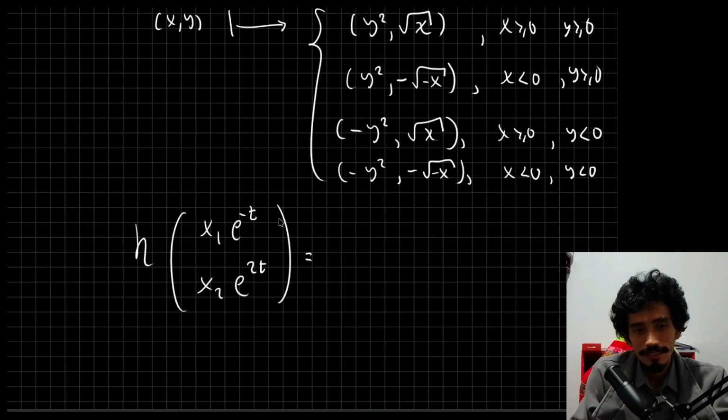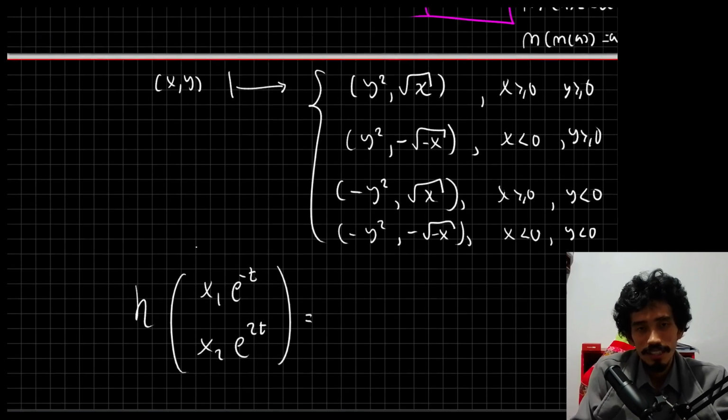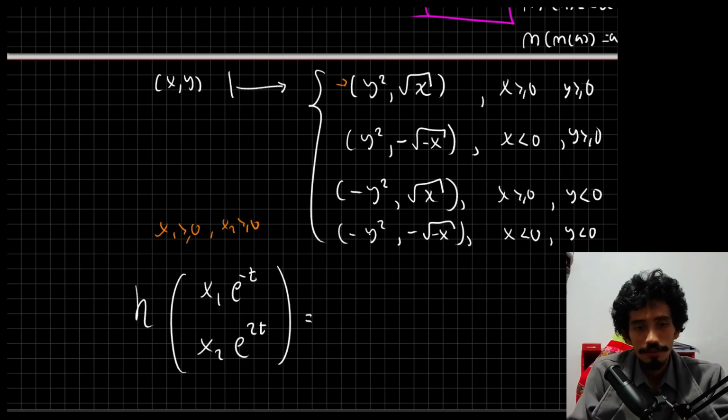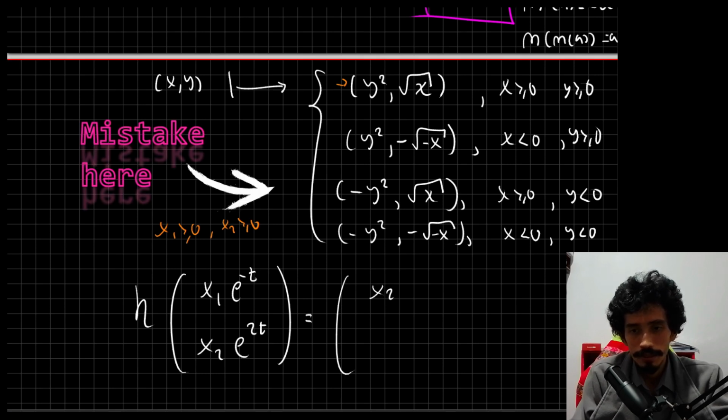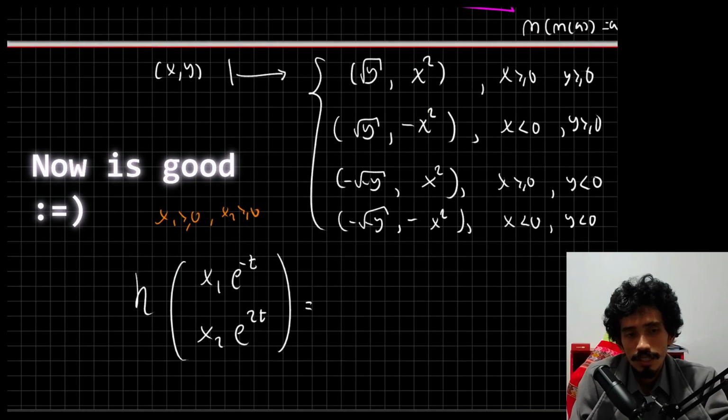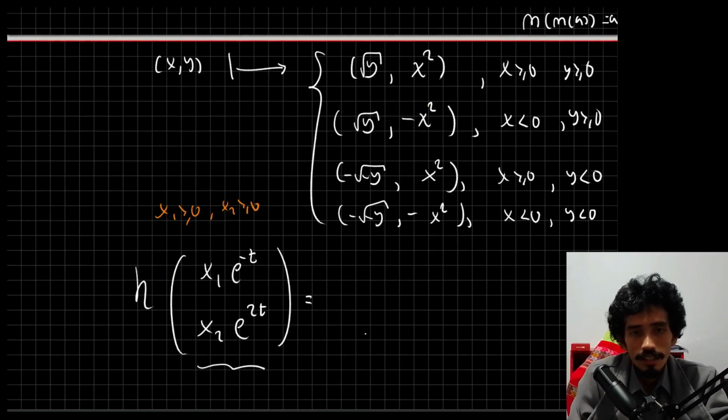So if x1 is, just to fix ideas, let's suppose that they are both non-negative, so the exponential is always positive. So we will be in this case, so this will be equal to x2, the square of... Wait a moment. And now we apply this function on this, this is the flux. So we are in the first case here.